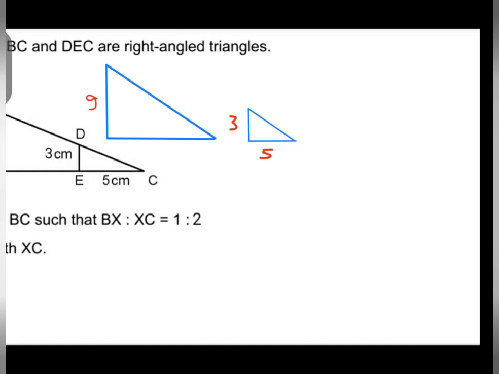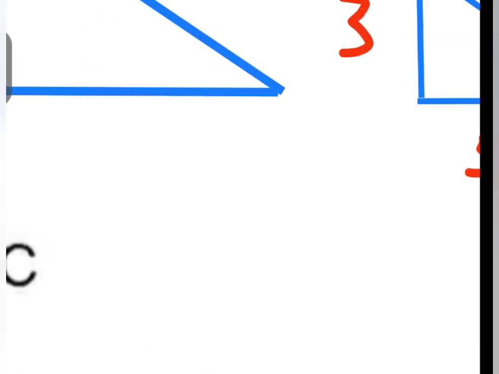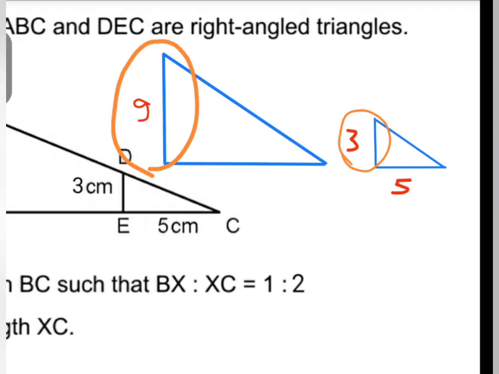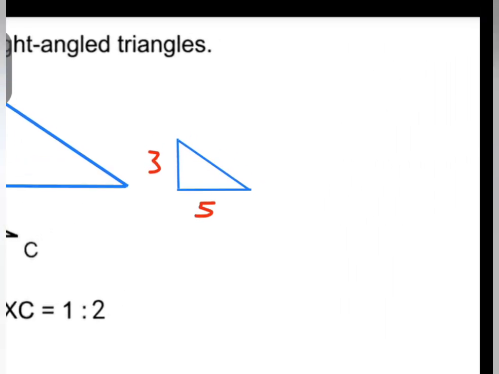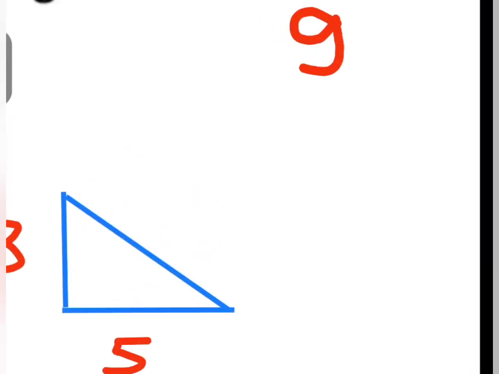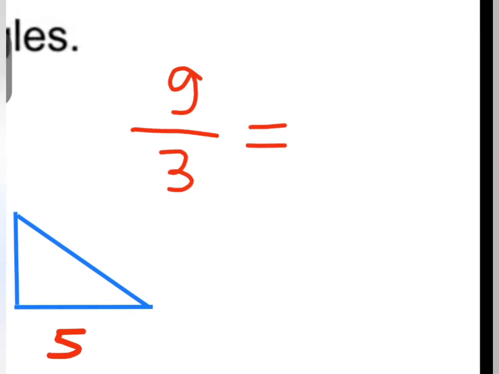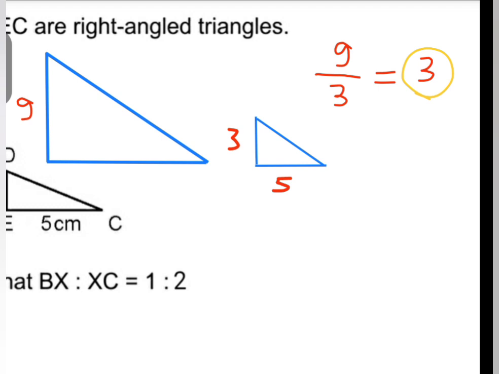And the word corresponding means what? It means same lines on different triangles, or same sides on different triangles. For example, if I'm working with 3 here, 3 is on the side, so I have to work with the one on the side, which is 9. So to find the scale factor, let's start dividing 9 on 3. So 9 divide 3 equals, good job, 3. So 3 is the scale factor of enlargement for these triangles.